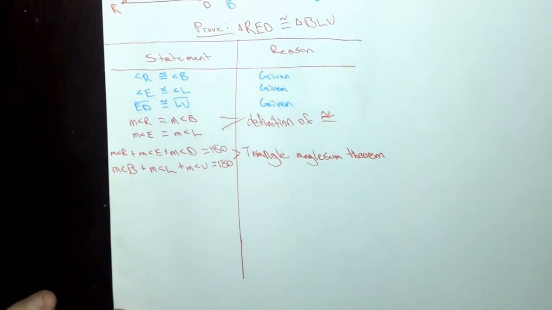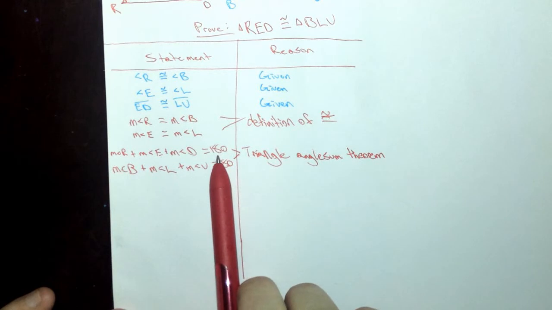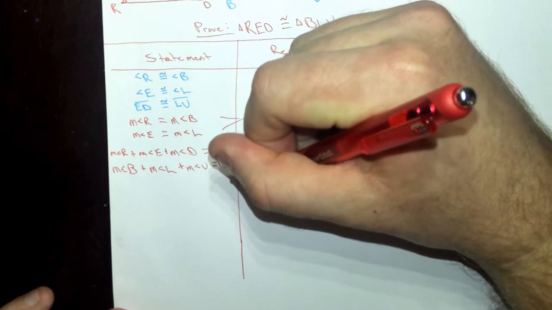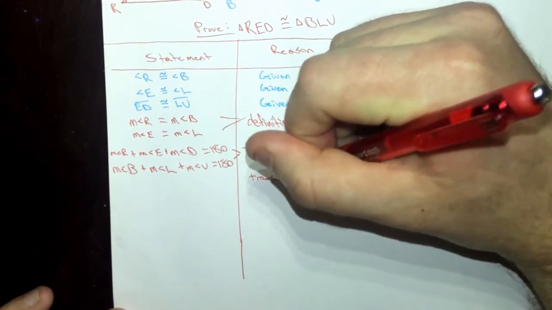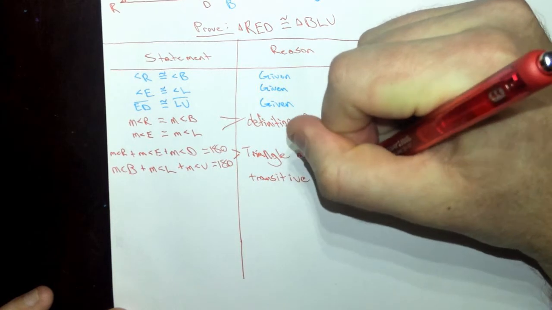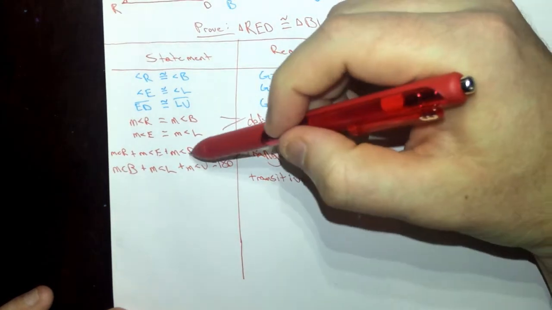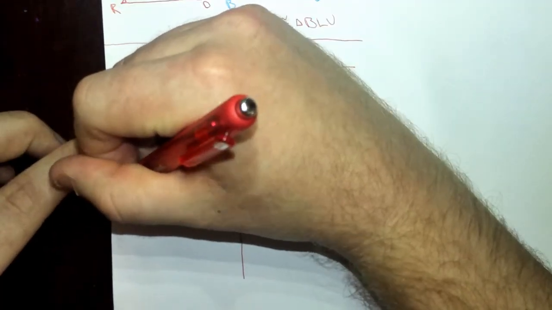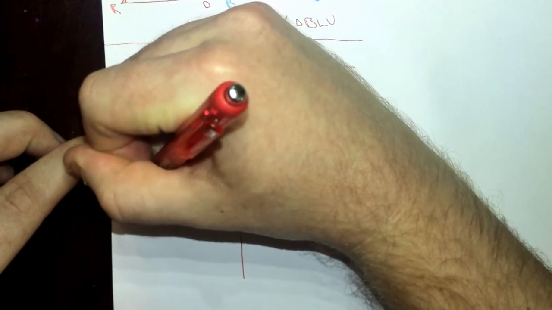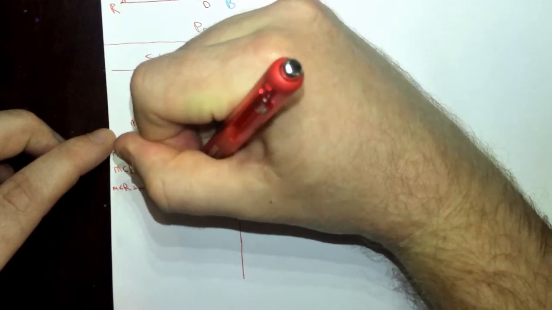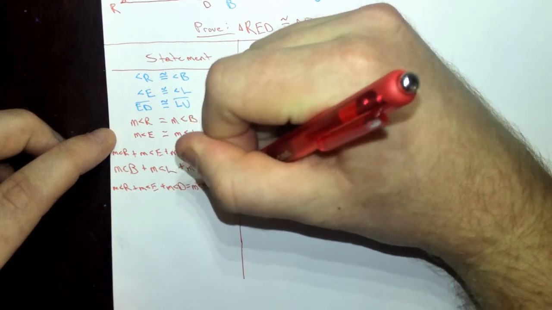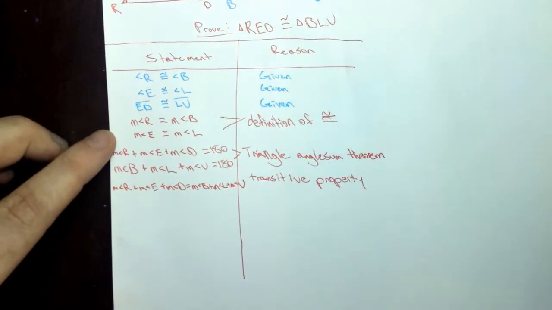Okay, now that I've got that, all of these angles add up to 180, and all of these angles add up to 180. So I can use the transitive property to set those sums equal to each other, because that's what the transitive property says. It says that things that are equal to the same thing are equal to each other. So we'll write a big equation here. Measure of angle R plus measure of angle E plus measure of angle D is equal to measure of angle B plus measure of angle L plus measure of angle U. Kind of run out of room there.